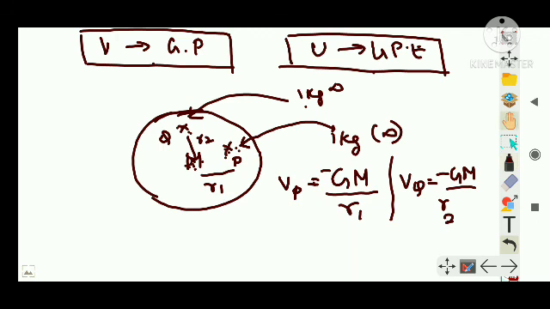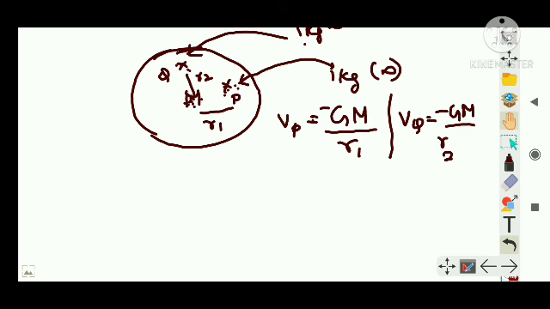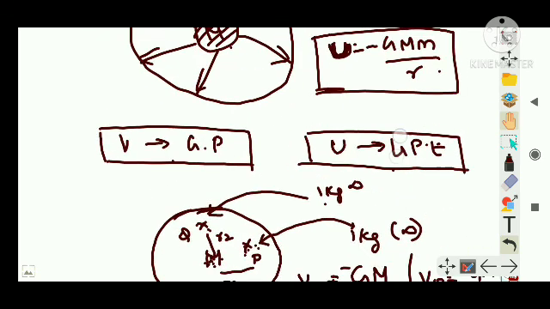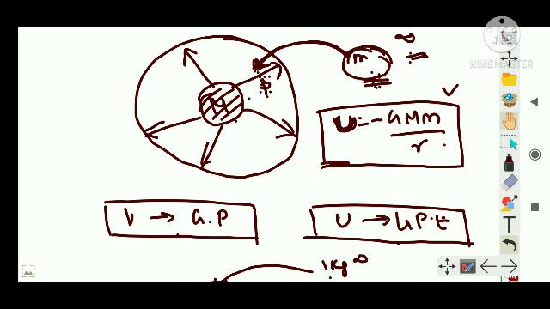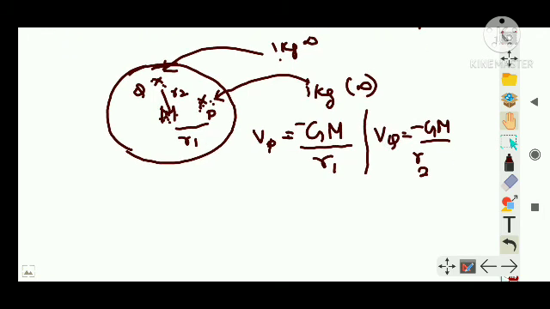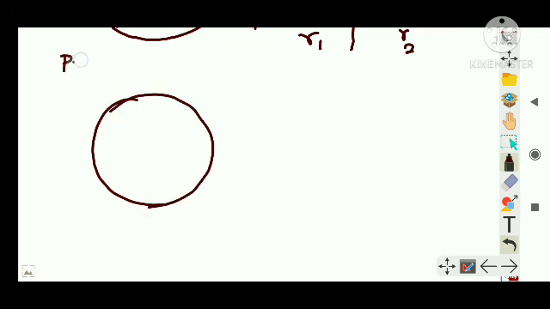Clear? So what is the difference between potential and potential energy? Potential is work done in bringing a unit mass from infinity to a point. Potential energy is work done in bringing a mass, not a unit mass, any mass, from infinity to that point. So now we are going to derive the expression. This is our Earth.